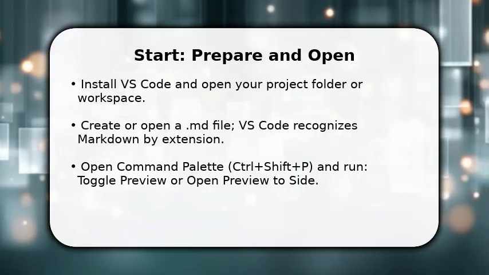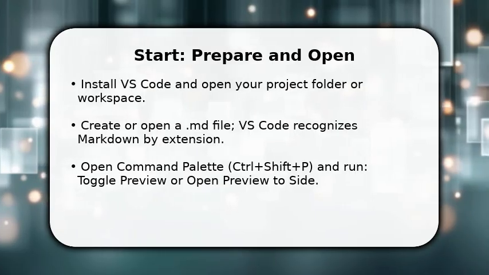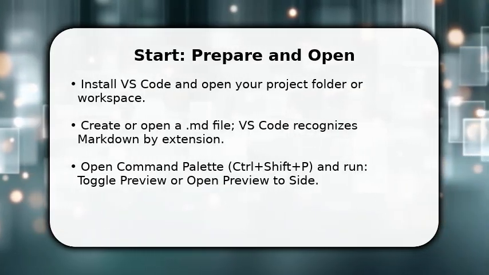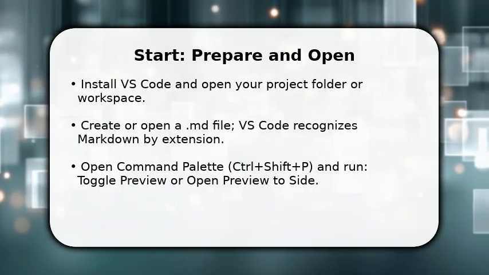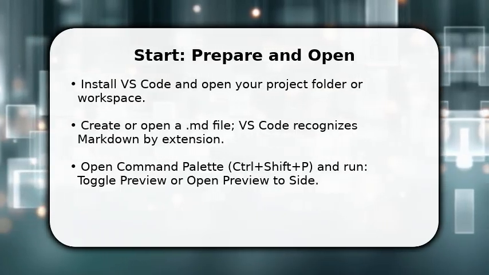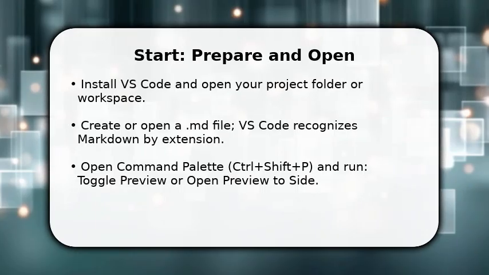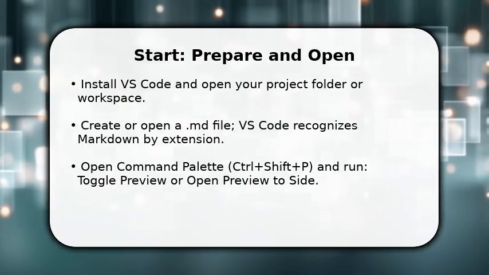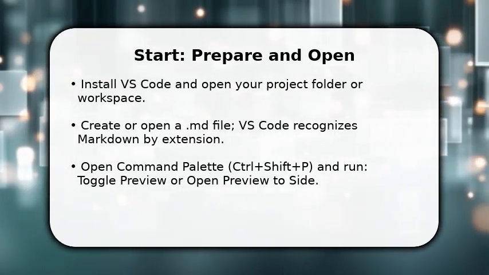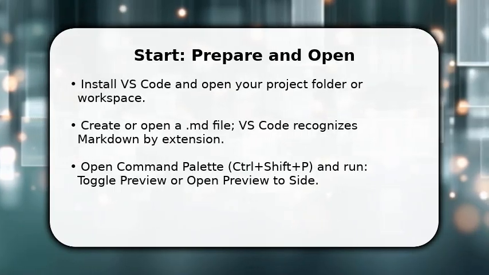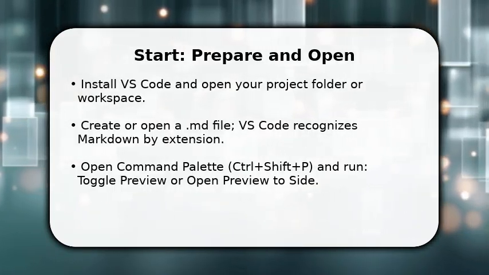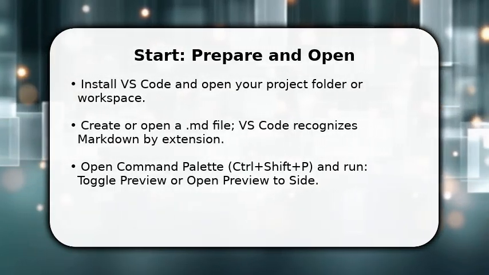You begin by making sure you have VS Code and an MD file in an open folder. Once done, open the file and use the command palette, Ctrl+Shift+P, to run Toggle Preview or Open Preview to the Side so you see the rendered output next to your source.